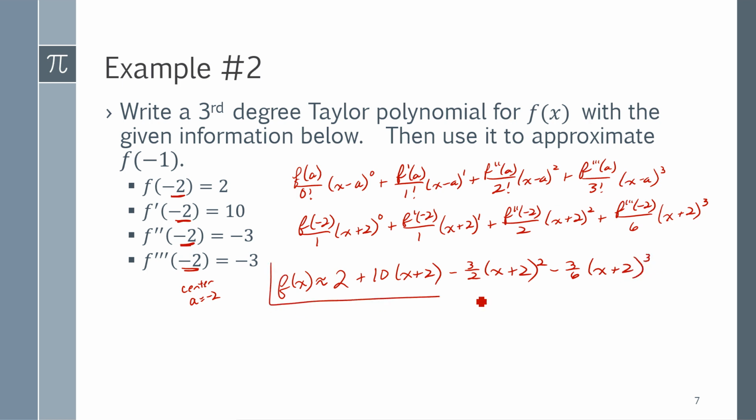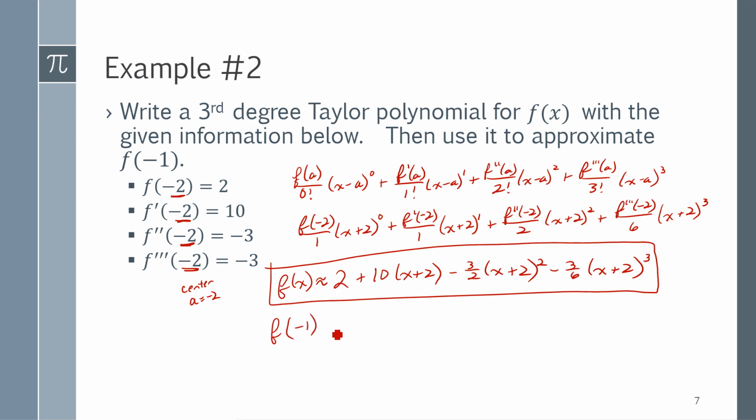And here is my Taylor polynomial. So then using this to estimate f of negative 1, I just need to plug negative 1 in. Negative 1 plus 2 is always going to be positive 1, so I have 2 plus 10 minus 3 halves minus 3 sixths. And again, I could leave it just like that. But if I simplify that, I get that this is approximately 10.